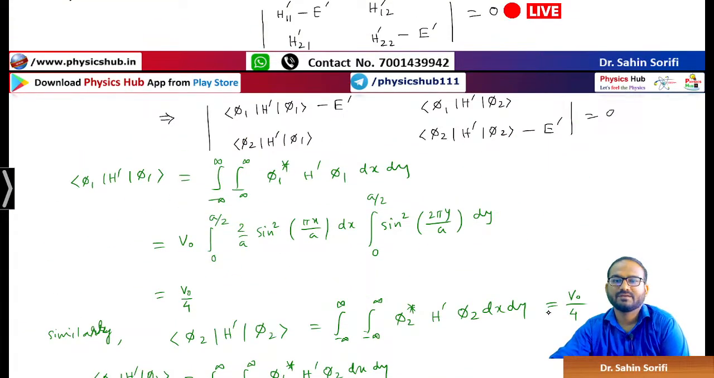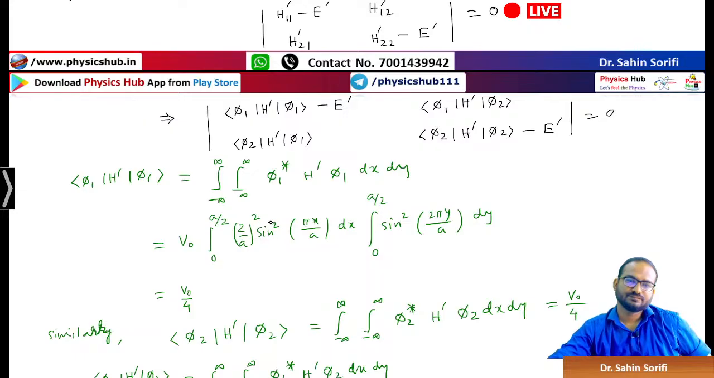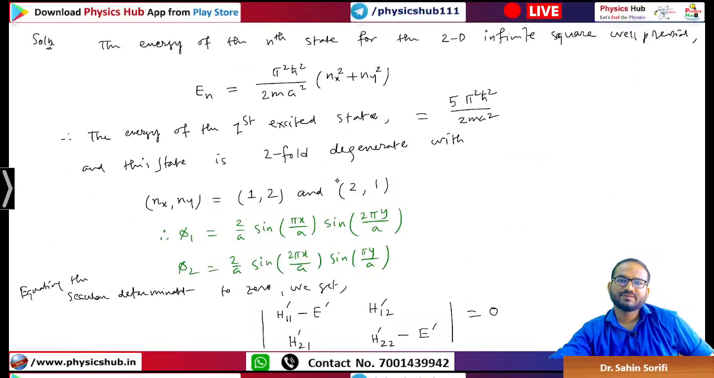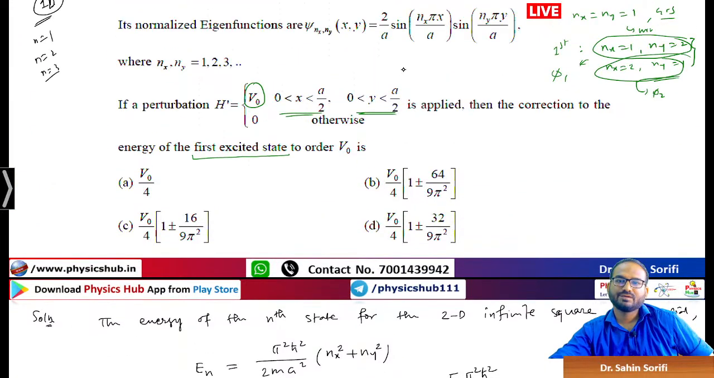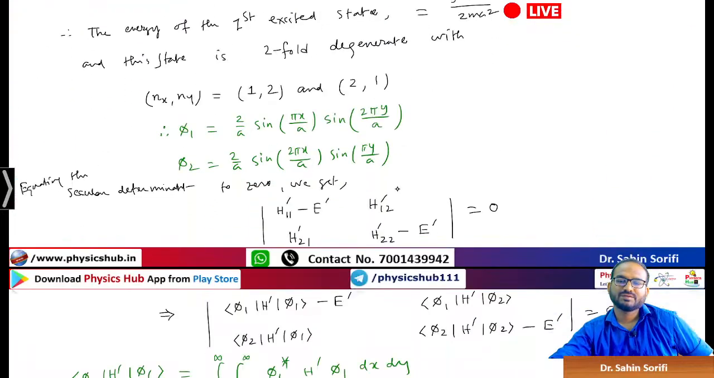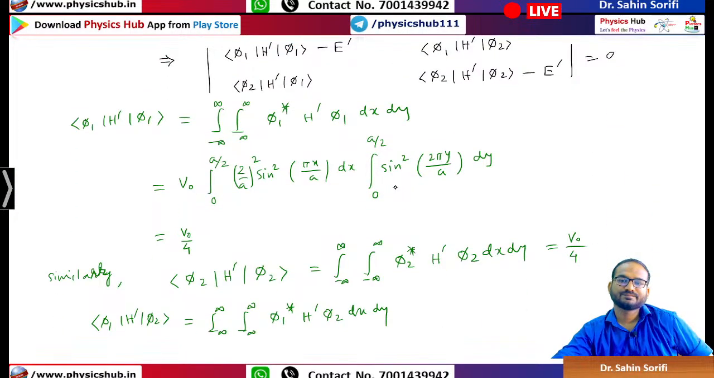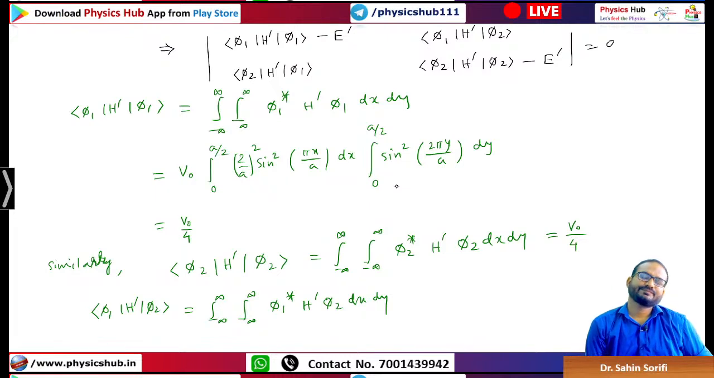Acha, here we made a mistake. It is 2 by a whole square, right? Because phi 1 itself has 2 by a, so phi 1 star phi 1 will be 2 by a whole square. Any question, guys? Tell me. Any point you did not understand, just tell me, I will make you understand.